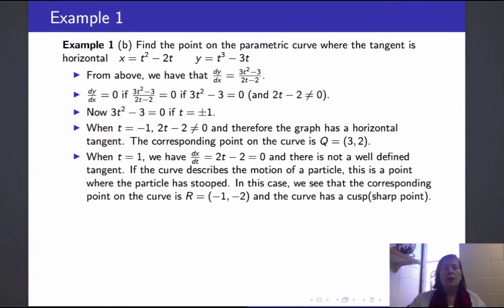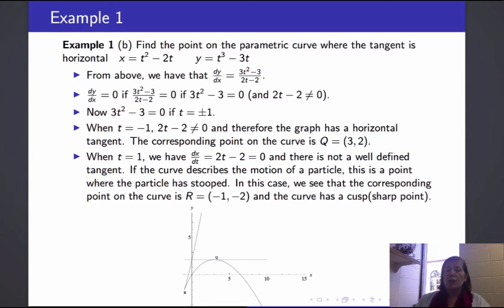When t equals 1 here, we have dx/dt is 0, and also dy/dt is 0. So if this curve is describing the motion of a particle, then at this point the particle has stopped because the change in x with respect to time is 0 and the change in y with respect to time is 0. And if we look on the graph of the curve, when we plug in t equals 1, we get the point minus 1, minus 2, and we see that the curve has a cusp at this point, or a very sharp point.